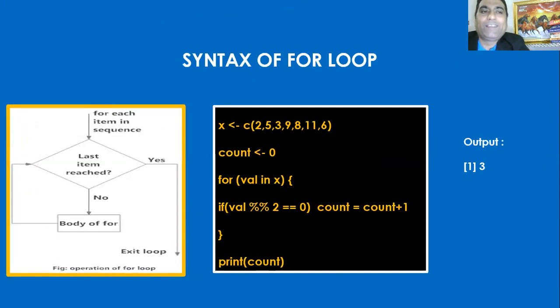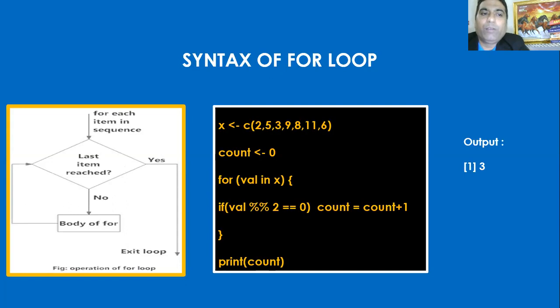Okay. The next is the syntax for the for loop. So quite simple. Okay. So this is the flowchart of the for loop. What I did, I have initialized a list containing the values 2, 5, 3, 9, 8, 11, and 6, the x. In fact, x is a vector here. And I have initialized count to 0.